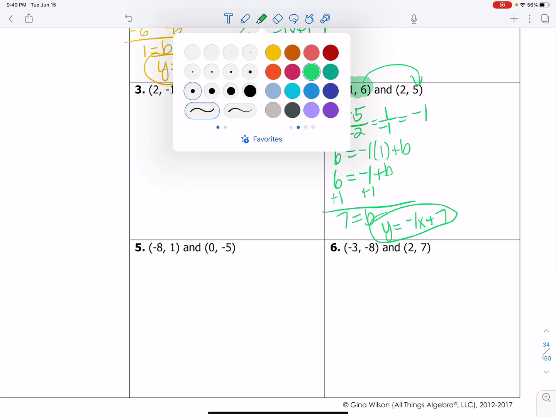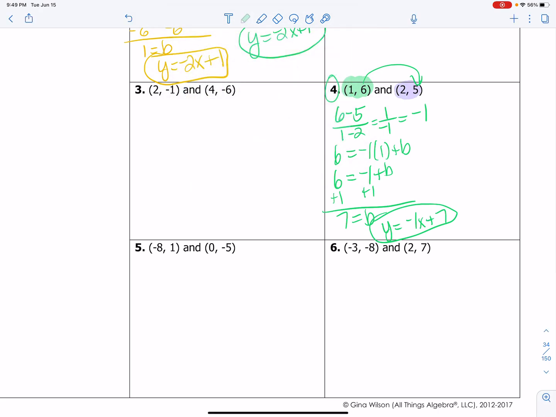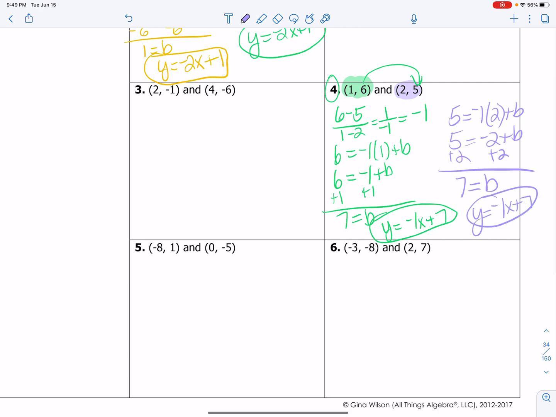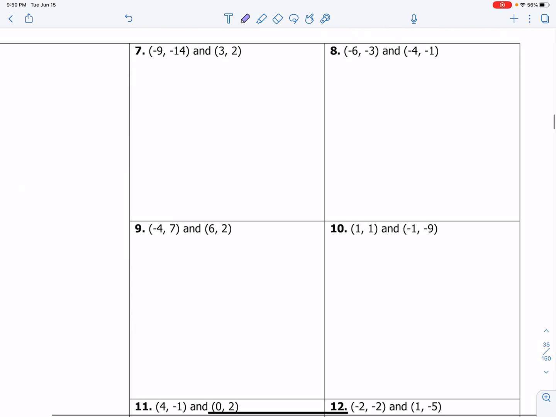Okay, I can do the same thing with this point. And I can just do y equals mx plus b. So I would do negative 2, and then I would add 2 to both sides, and so I get 7 equals b, so y equals negative 1x plus 7. So again, if you look, I got the exact same answer. So it does not matter to me how you find the equation of the line, but you've got to be able to find the slope and the equation of the line.